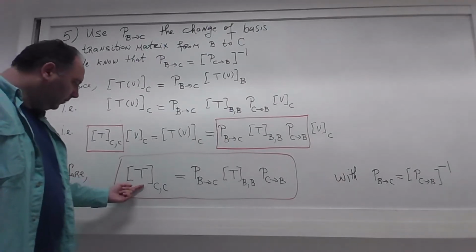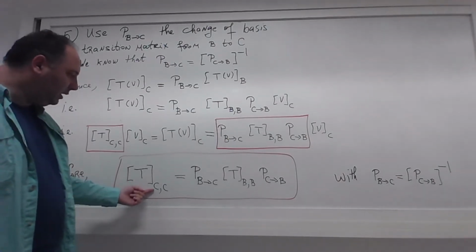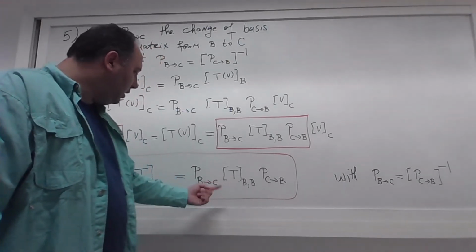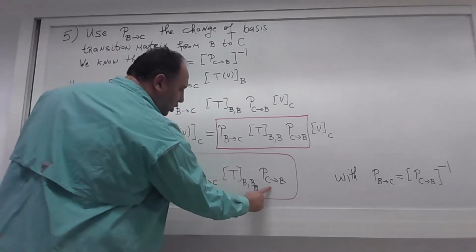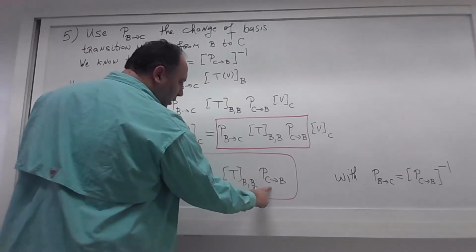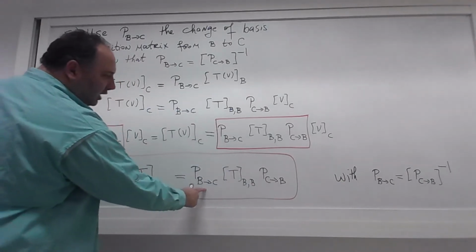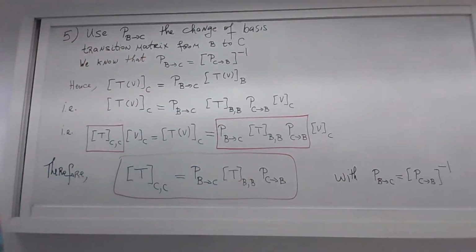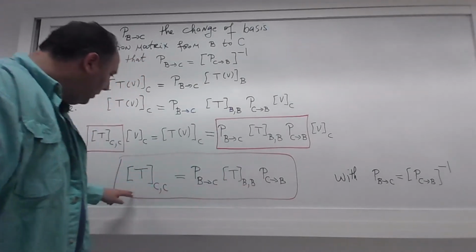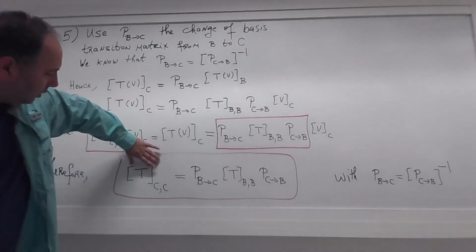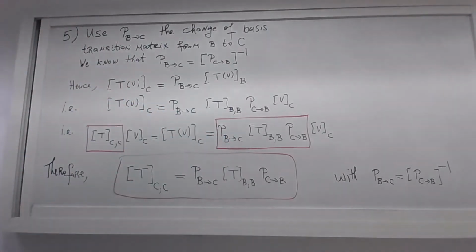So T, the representation matrix relative to basis C, and the representation matrix relative to basis B, they are linked. And the link is the change of basis transition matrix from basis C to basis B, and this one is obviously the inverse of the previous. We know that. So that's why this actually looks like the definition of similarity of matrices, C and B, right? So that's how we got the big result.